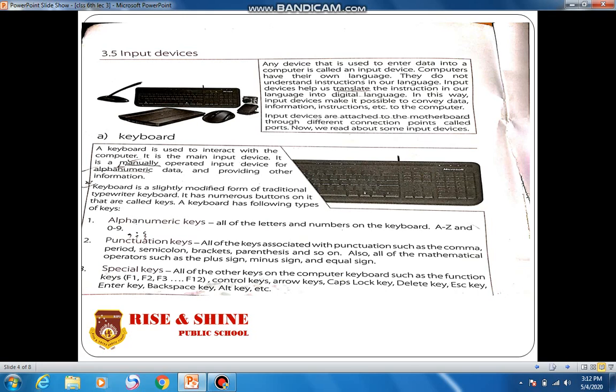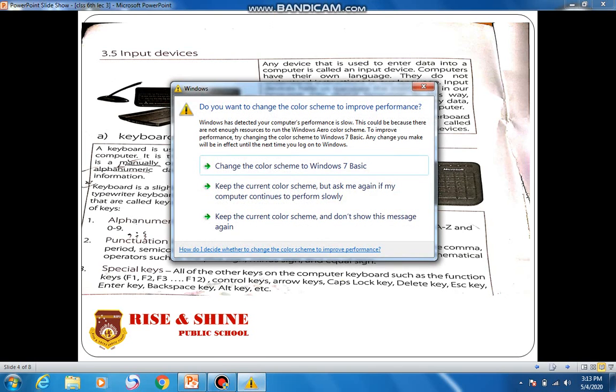Input devices. Input devices, as the name suggests, these devices are used to insert the instructions or data into the computer memory. What is the function of these devices? Basically, these devices are used to translate the human language or human instruction into the computer language, which is digital language. In this way, these input devices make it possible to convey data, information, instruction to the computer. As you can see in this picture, some of the input devices, now we will read them in detail.